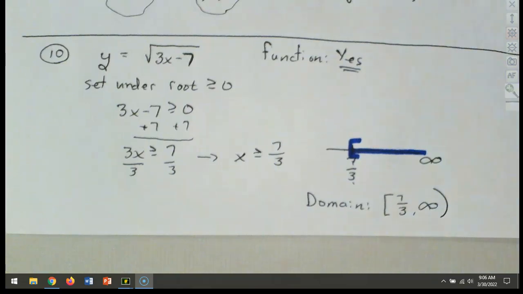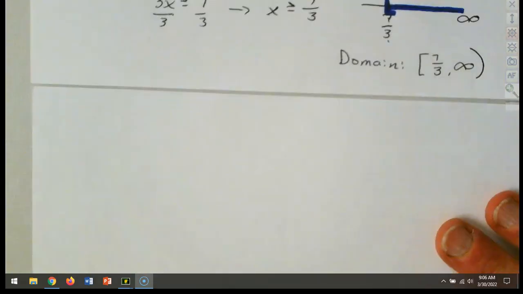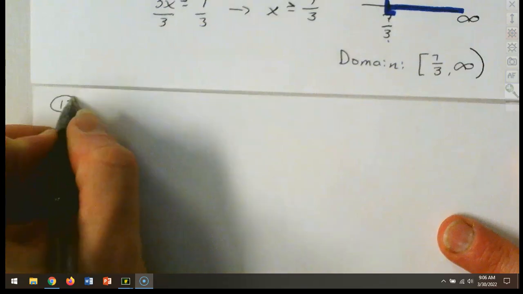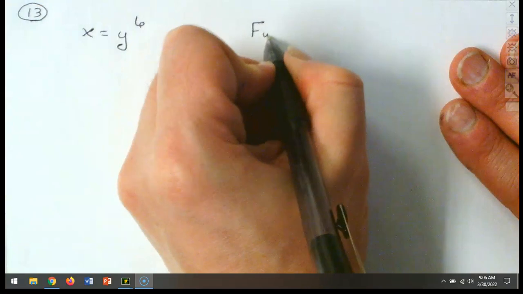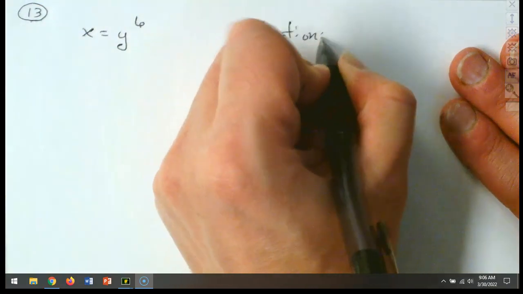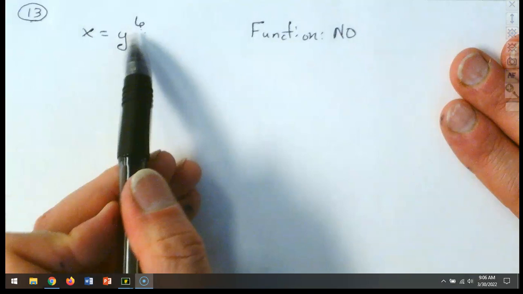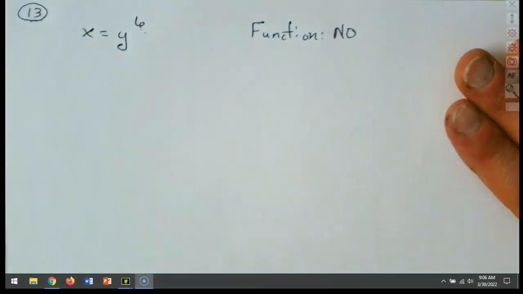Okay, 13 is a little bit different. Now, is 13 going to be a function or not a function? No. It's clearly not a function. And why is that not a function? It's not solved for y, it's solved for y to the 6th. Then we can't have that. It has to be y by itself, not y to a power. So it's not a function.